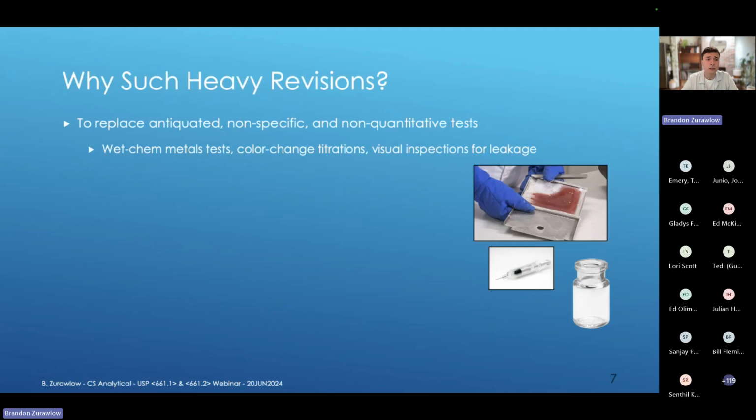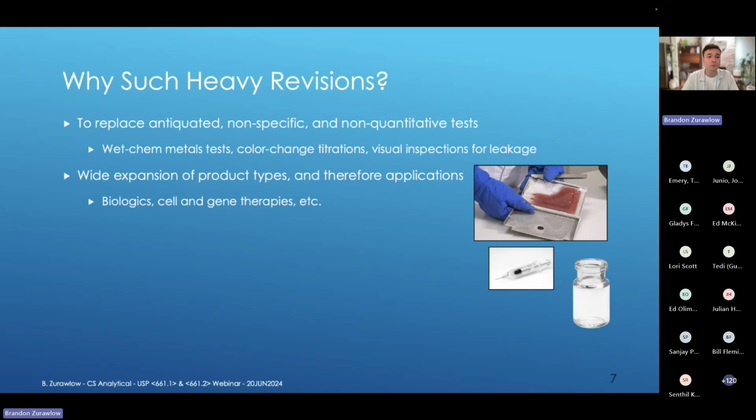The first one is that a lot of the historical methods did include antiquated, non-specific, and frankly, quantitative rather, tests. And so there were quite a few wet chemistry metal tests, color change titrations, visual inspections for leakage, etc., built into these chapters that are being replaced with much more quantitative analyses, where instead of, let's say, evaluating for color change to determine whether or not lead is present, we're going to use an ICP-MS to quantify the amount of lead in solution, as an example.